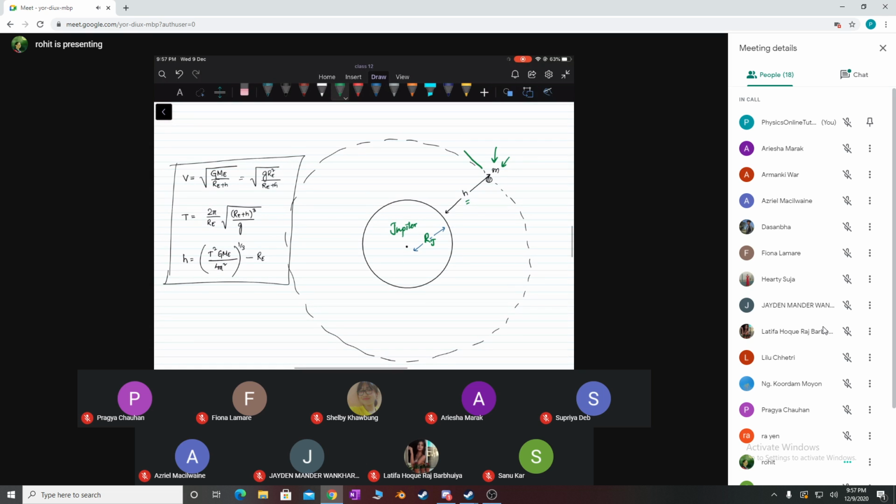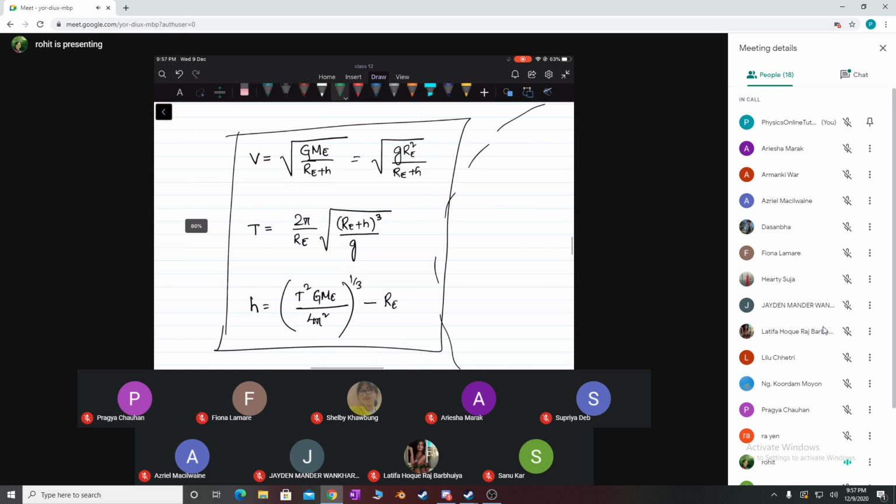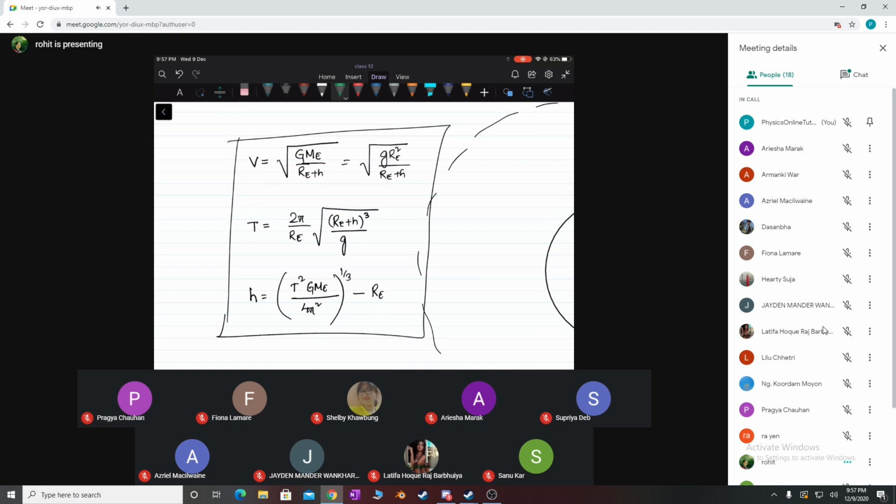So with some orbital velocity, with some time period, this satellite also will have some time period, no? Now you tell me, guys. Will the formula be different or will the formula be exactly the same? Or will there be changes? Will I write capital G and mass of Earth, or do I have to write now mass of Jupiter? What do you think?